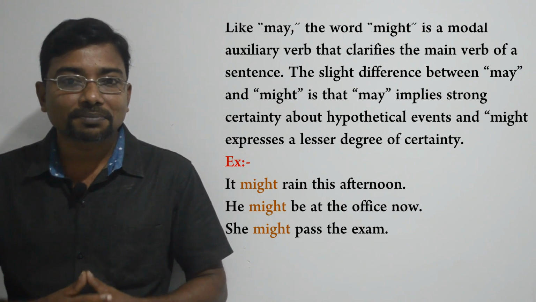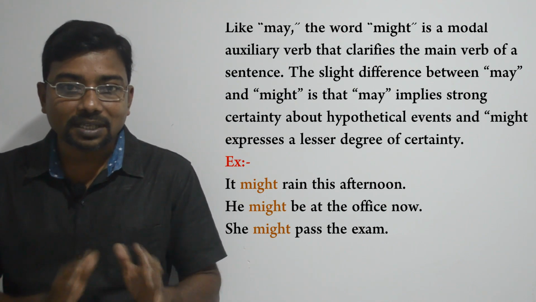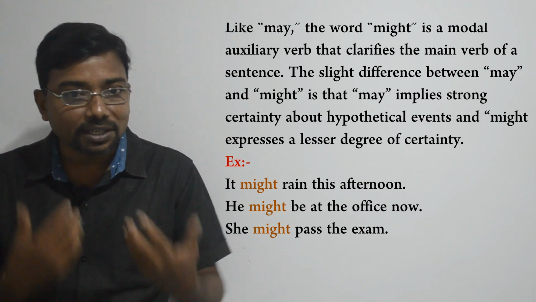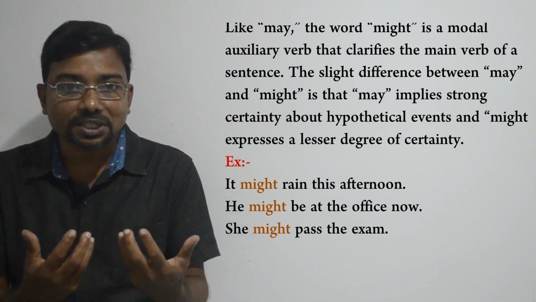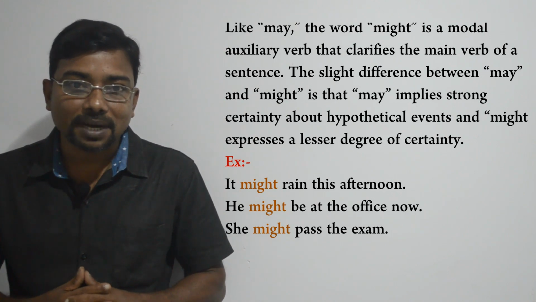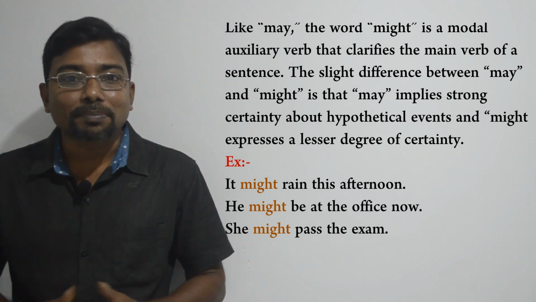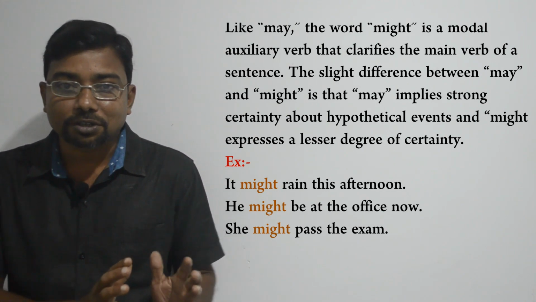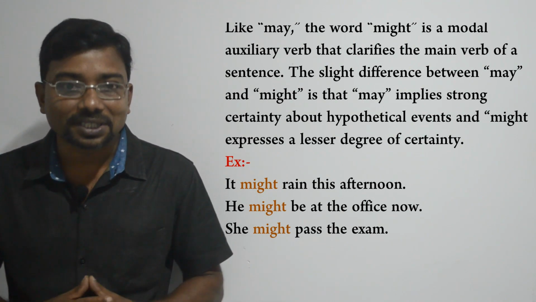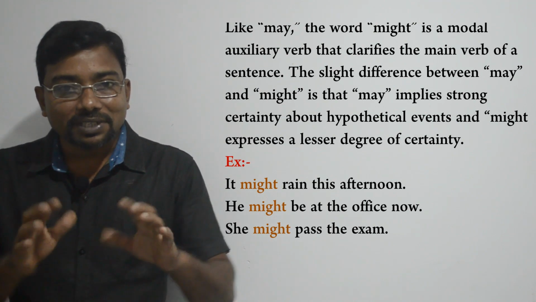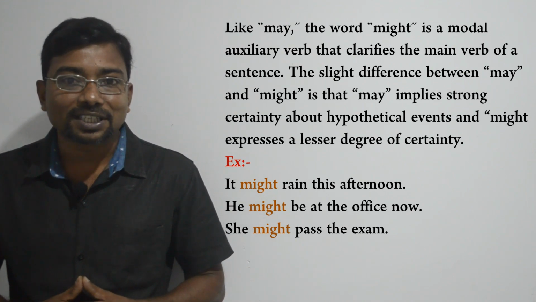Look at the next one. He might be at the office now. Here also we use might to talk about less possibility of something happening. It means here also we are not sure where he is. We imagine the situation that he's at the office, but it's less possible to come true. Look at the last one. She might pass the exam. Here also might is used to talk about less possibility. It means it's less possible that she will pass the exam. When you consider these three examples, it's clear we can use might to express less possibility of something happening.